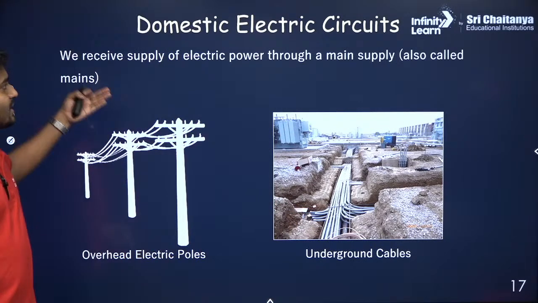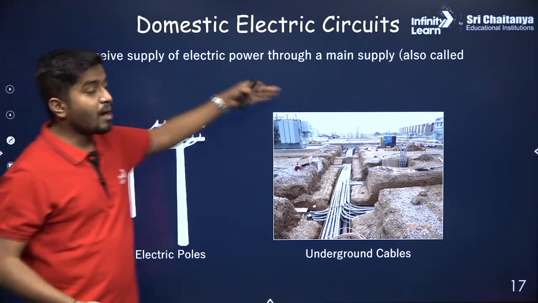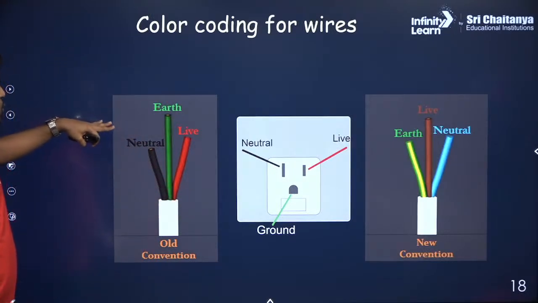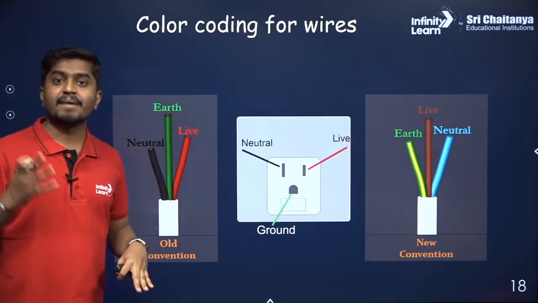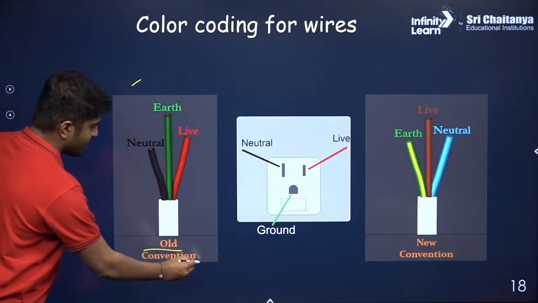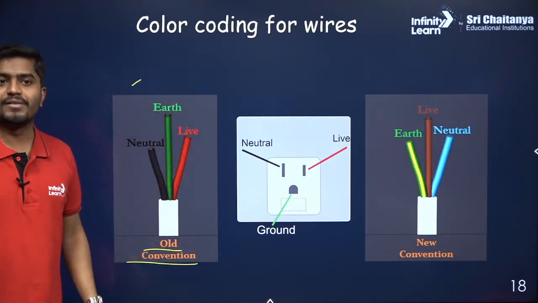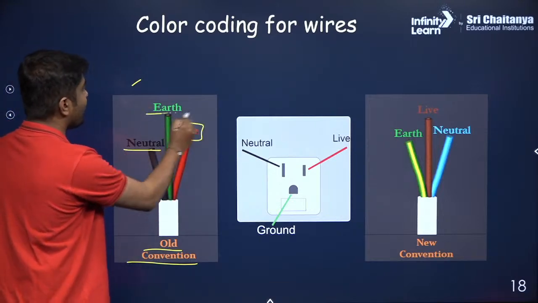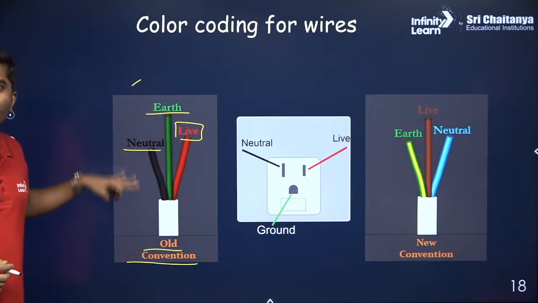So what happens? The current comes from the main power supply. So in our houses you must have seen 3 types of cables. There is an old color convention for the live wire, the neutral wire and the earth wire. It was much easier to remember.